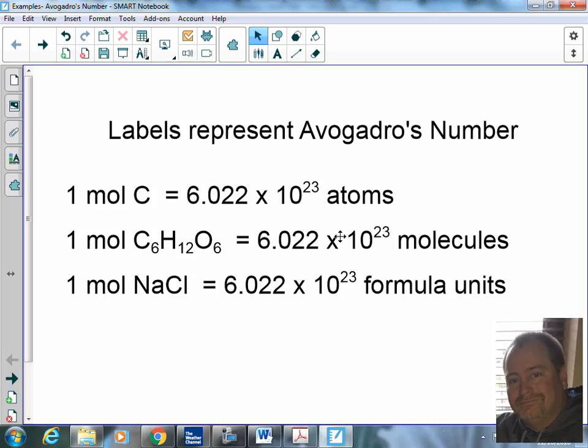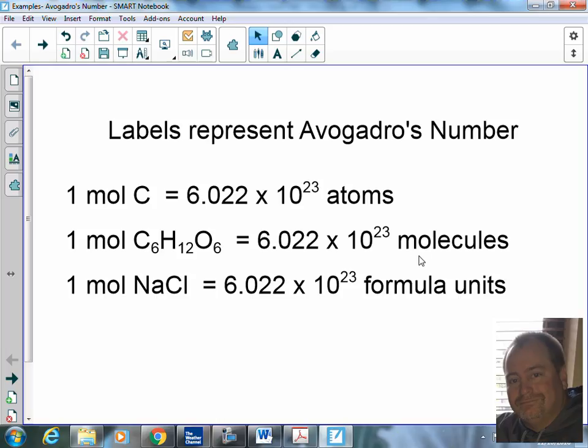Why did I use atoms for this top one here? Just a quick review. Why did I label that atoms? Michael? It's a single element, okay? So if I have a single element, I'm labeling it atoms. Right here.